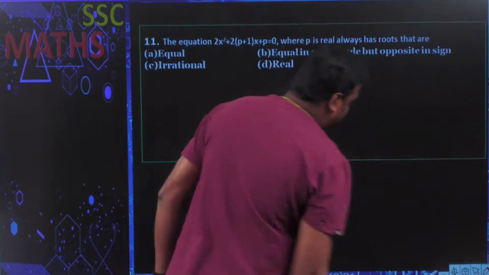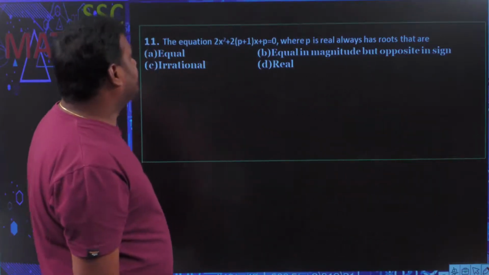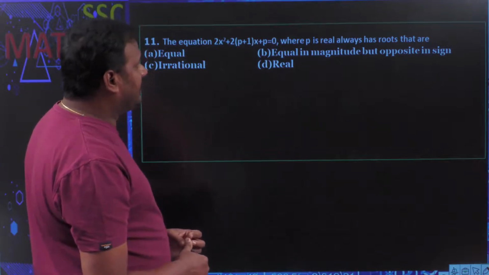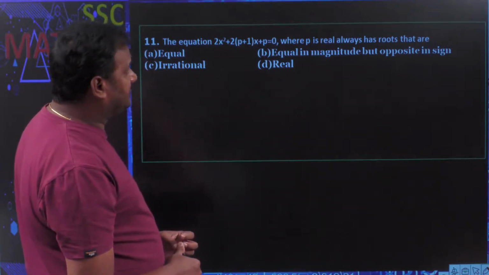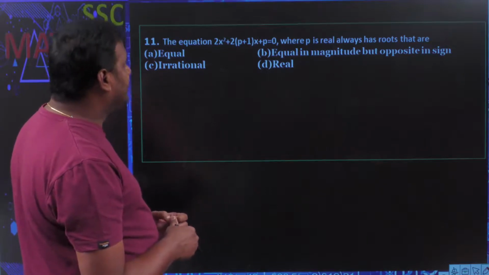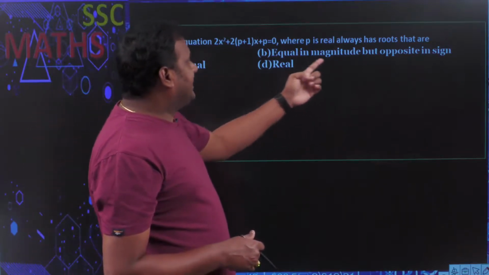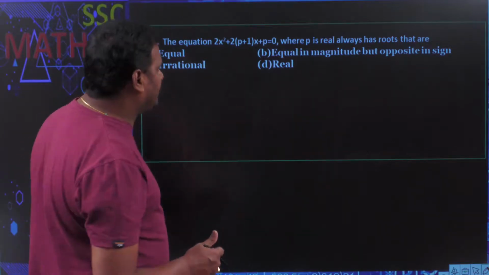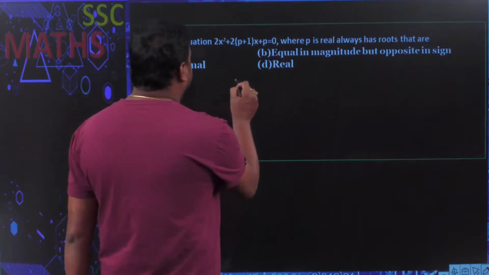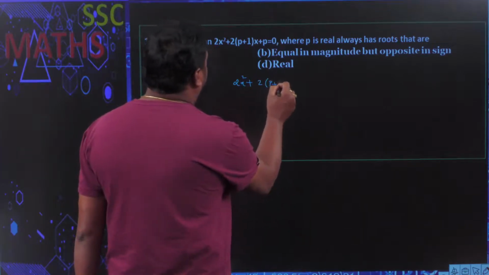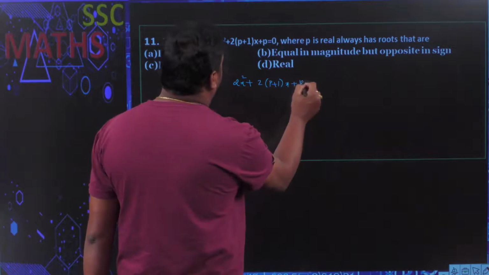So coming to the next problem: the equation 2x square plus 2 times (p plus 1) into x plus p equal to 0, where p is always a real number, always has real roots, are equal in magnitude but opposite in sign, are irrational or real. Let us try to understand what kind of roots they are. 2x square plus 2(p plus 1)x plus p is equal to 0.